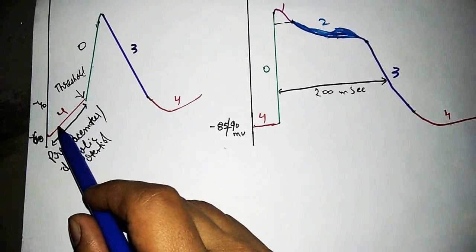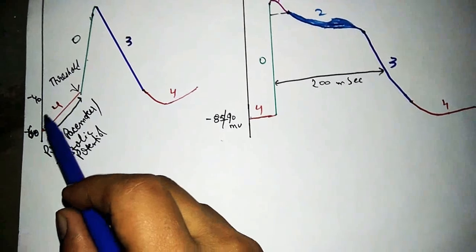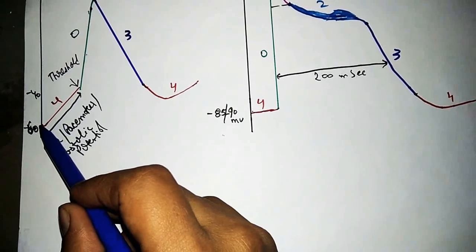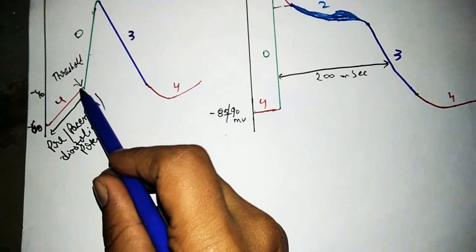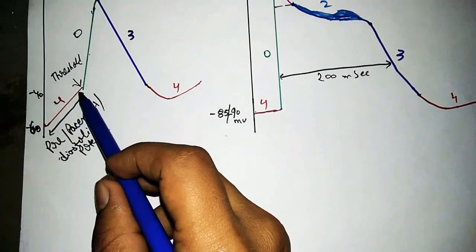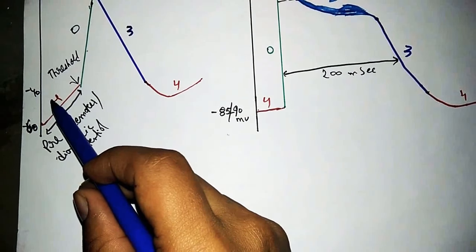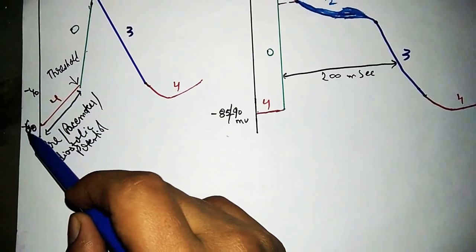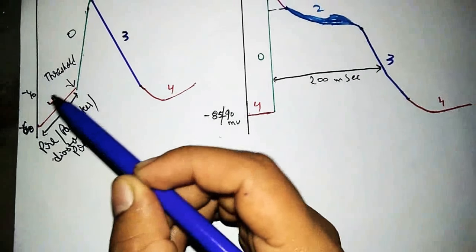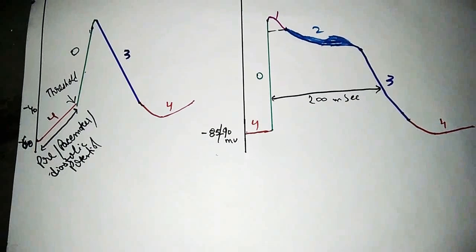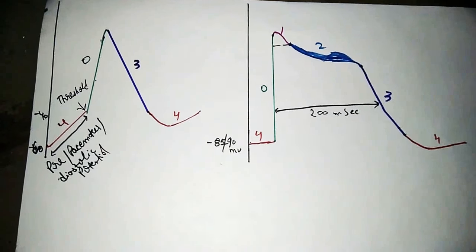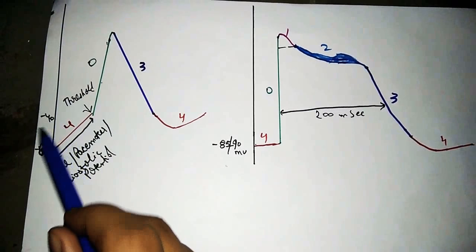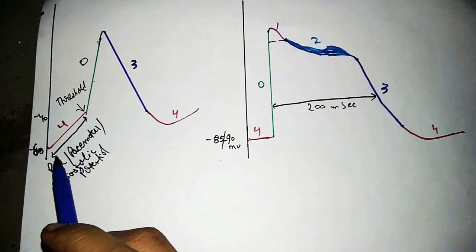Actually, first of all it is -60 here. Now, as the SA node is a self-excitatory node, it reaches gradually up to -40, and then it suddenly reaches threshold. So the resting membrane potential is not resting. Why, we will see now. It reaches from -60 to -40 here. So what happens in phase 4? Why is there a gradual rise from -60 to -40, or we can say a decrease in electronegativity?